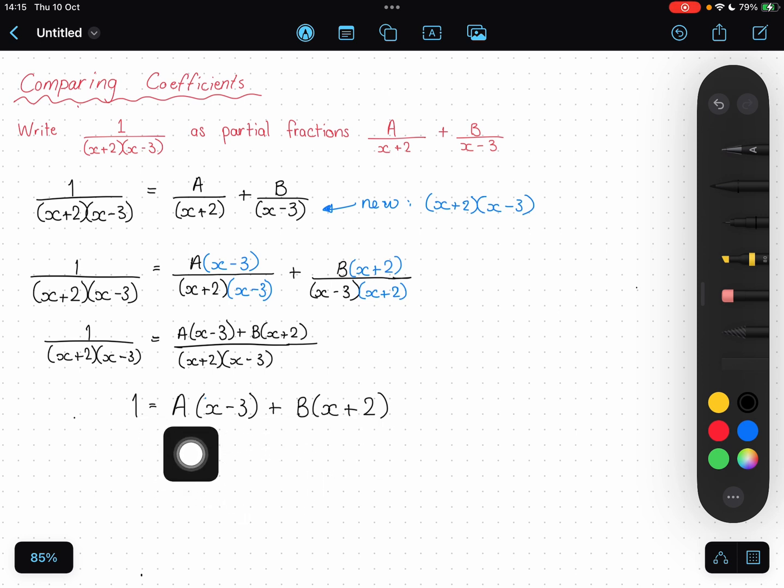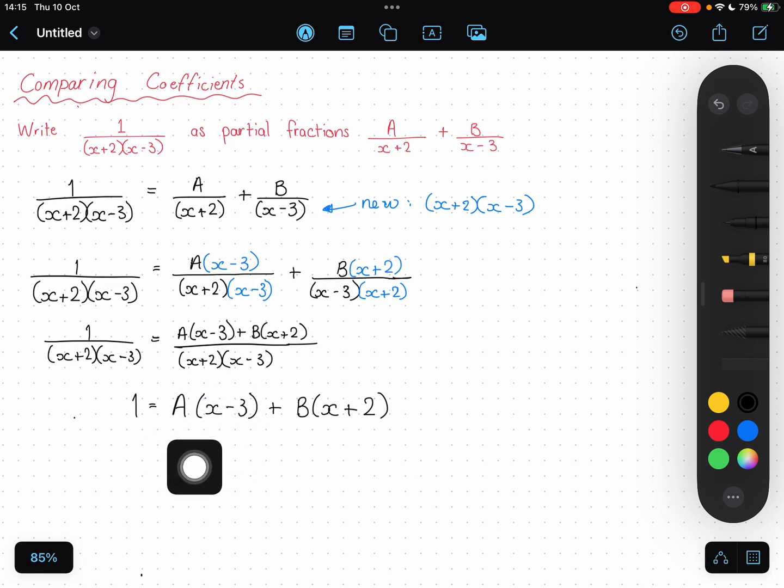But what's really nice here is we just said this has to be true no matter what x is. So I can make x equal to something that will make the a disappear, and I can just focus on the b. Likewise, I could make x equal something that would make the b disappear, and let me find what a is equal to.